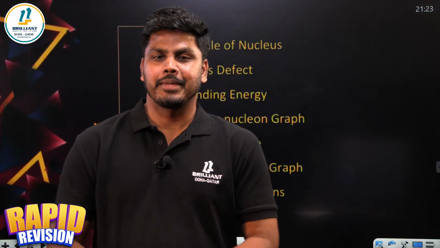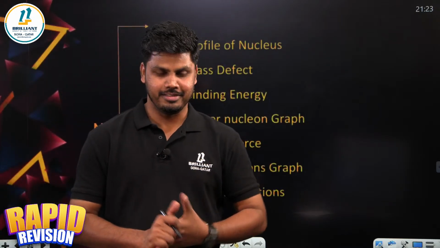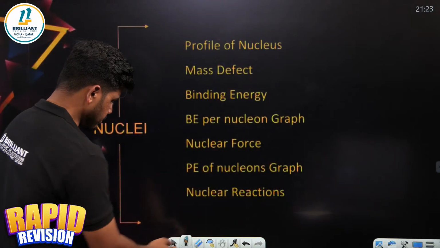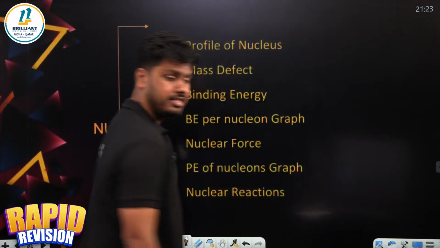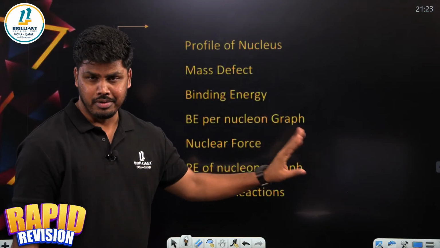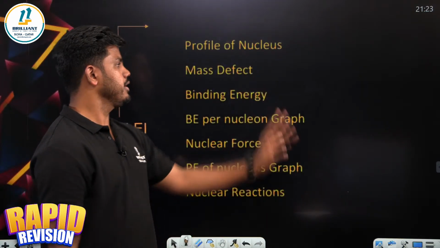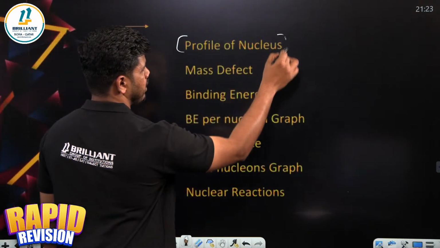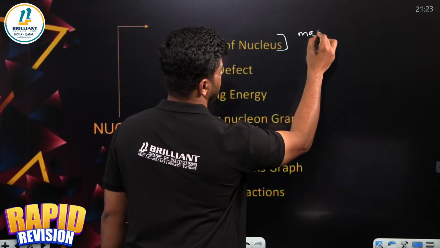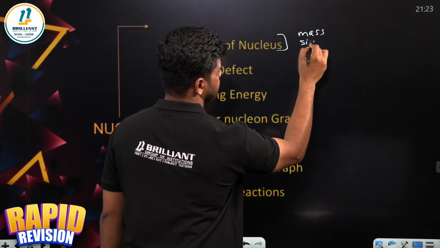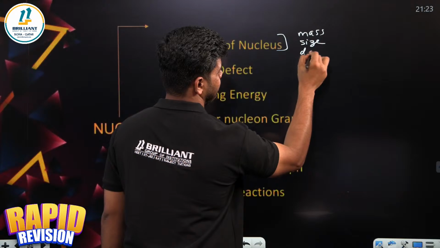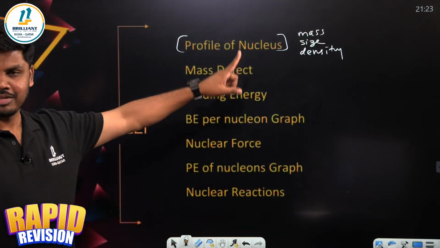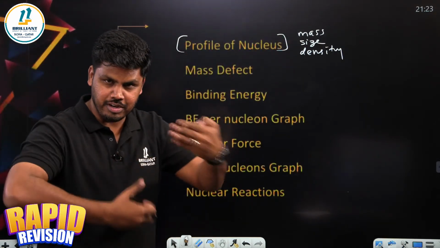Nuclei, we'll do as much as we can. At least in this part also we have some repeating questions. Especially, I'll tell you which are the topics you have to concentrate on for long answer questions and numericals. The first part is the profile of the nucleus. Profile of the nucleus in the sense we are going to find out the mass of the nucleus, the size of the nucleus, and the density of the nucleus also. Yes, these three parameters we will calculate right in the beginning to make a profile of the nucleus.